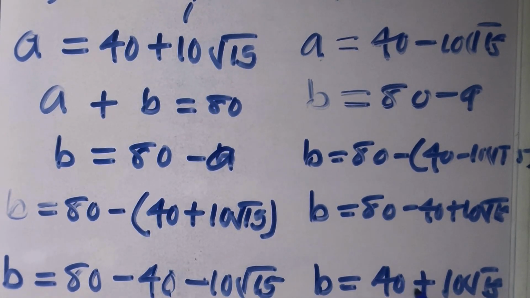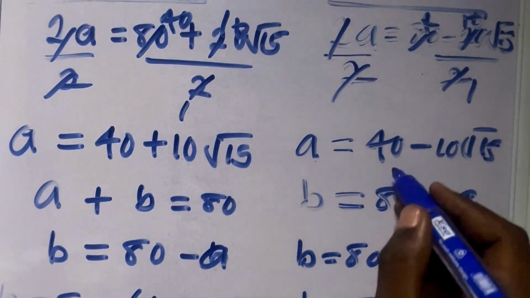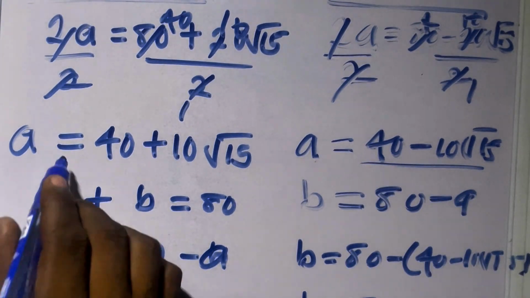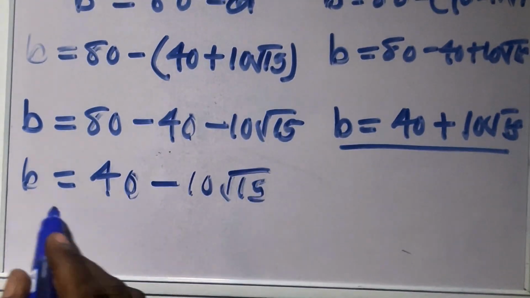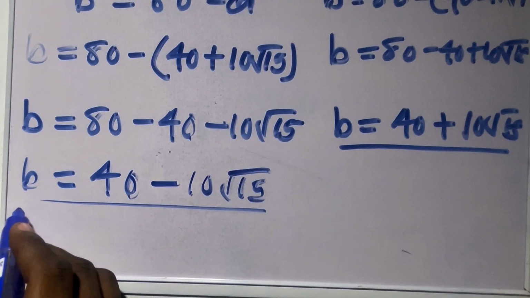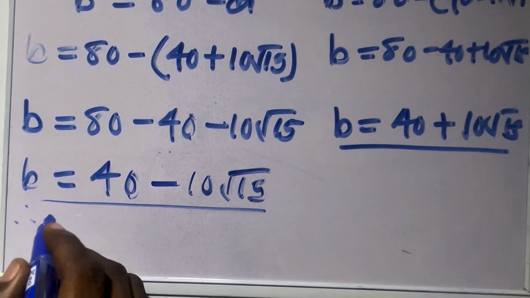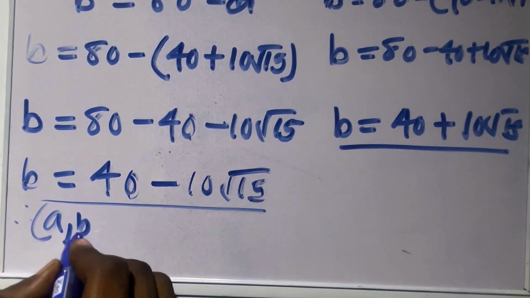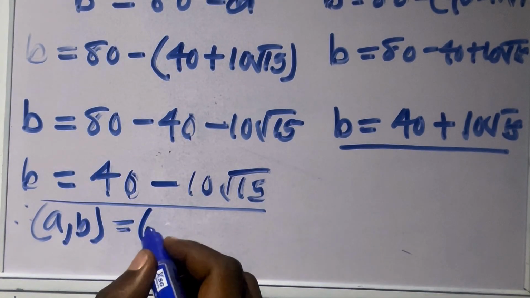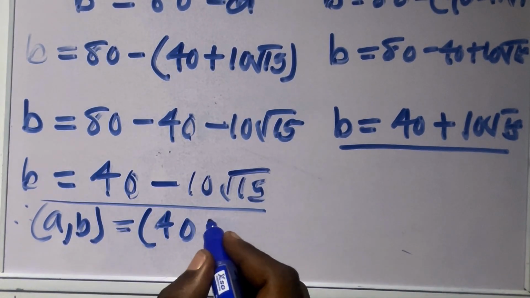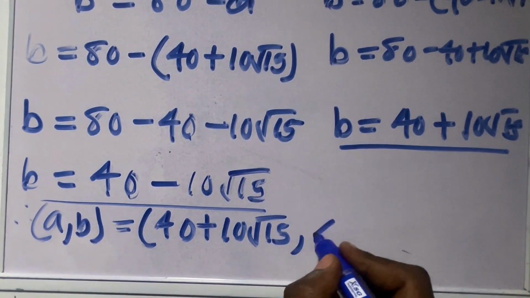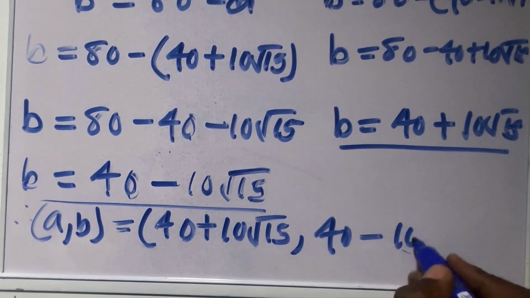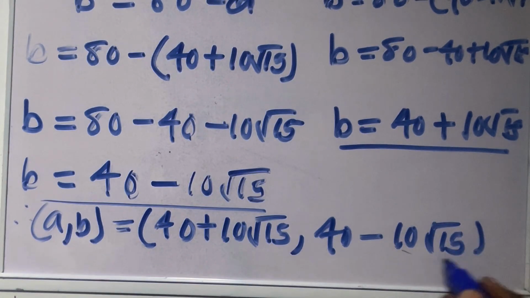So this is our b for this one, and this is our a. For the first one, this is our a, and this is our b. Therefore, we can write our solution as a comma b is equal to 40 plus 10 root 15 comma 40 minus 10 root 15. So that is our solution.